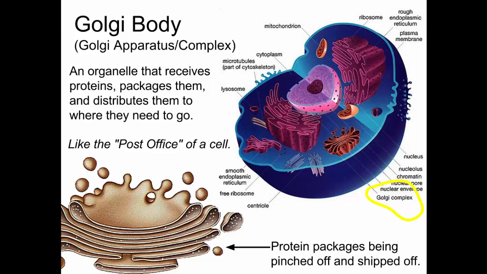The next thing that we're going to look at is called the Golgi body, also called a Golgi apparatus or Golgi complex. It's this part right here. It is an organelle that receives the proteins. So we've got our DNA from our nucleus, which sends instructions to the ribosomes about how to make the proteins. The ribosomes make the proteins and send them down the endoplasmic reticulum to the Golgi body. Golgi bodies take the proteins, package them, and distribute them where they need to go throughout the cell. So we think of them like the post office of the cell. Here you can see protein packages being pinched off and shipped off by the Golgi body. So here's the protein. They're pinching them into little balls and sending them out throughout the cell.